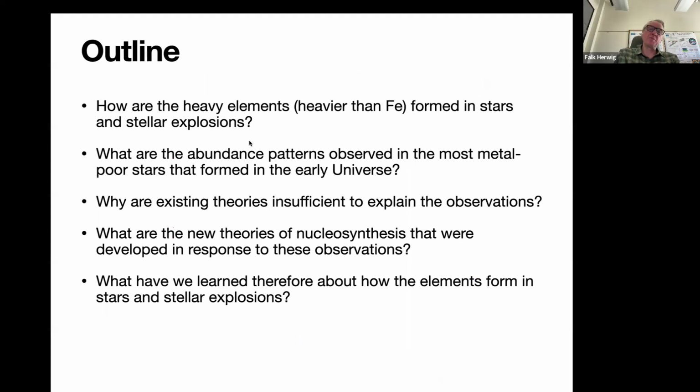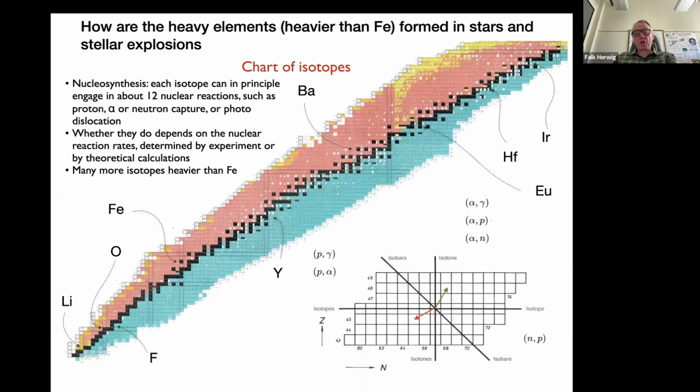Okay, so what am I going to do? I do not assume that you all took my stellar physics class last year, and so I will give you a fairly thorough introduction into the key points of how the elements are forming. Apologies to those who actually did take a recent stellar physics class or are researchers in this area. I'm trying to get everybody on the same page. Then we'll talk a little bit about these bizarre abundance patterns in the most metal poor stars and why they are anomalous. Then why existing theories that I explained in point 1 are insufficient to explain those observations. Then what are the new ideas that we have developed? And what more generally have we learned, therefore, about how the elements form in stars and stellar explosions? So that's the plan.